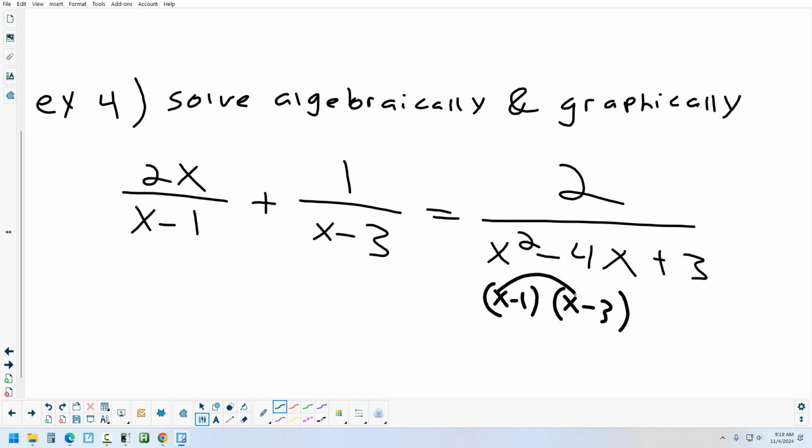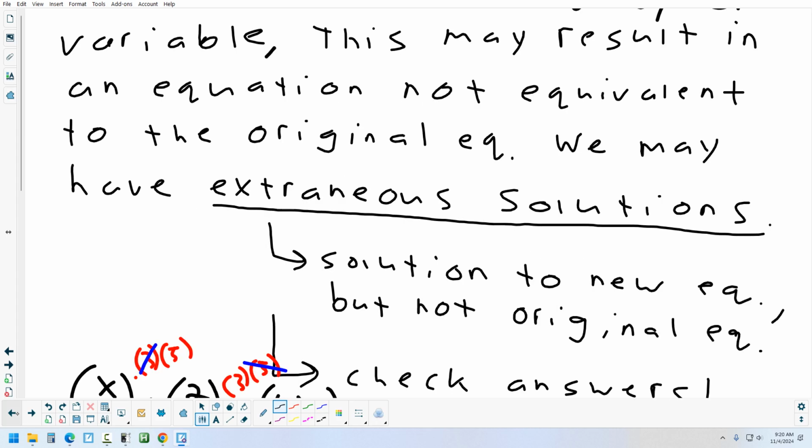Okay. What's x times x? So x squared. What's x times negative 3? Negative 3x minus 1x. That's negative 4x. And what's negative 1 times positive 3? 3. So when I multiply that denominator and that denominator, do I get the one on the right? Okay. Yeah. Okay. So now that should give you a hint at what we're going to multiply everything by.